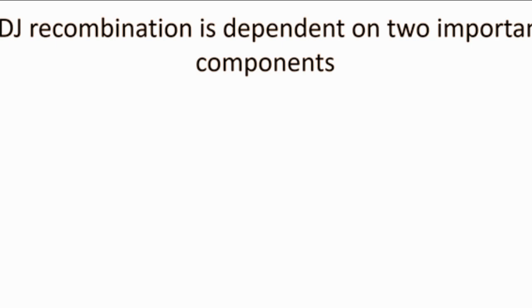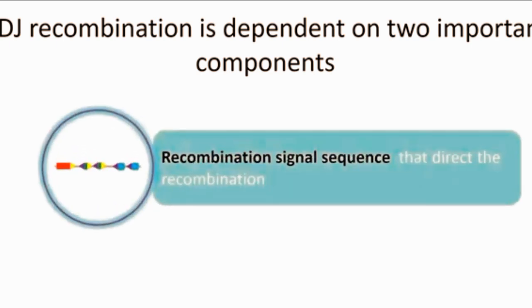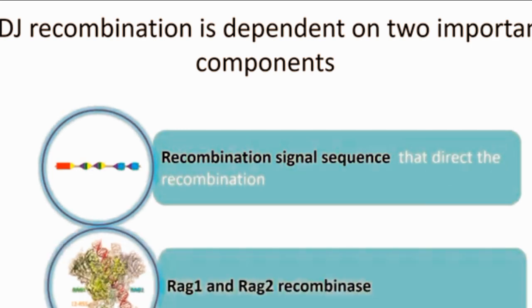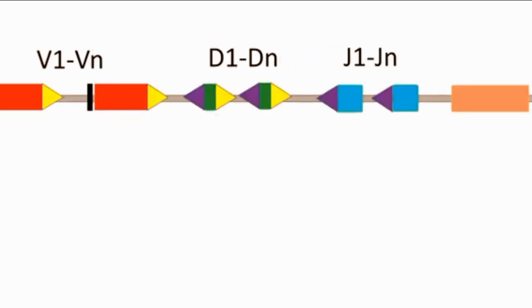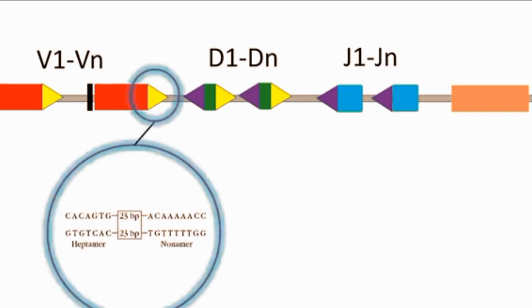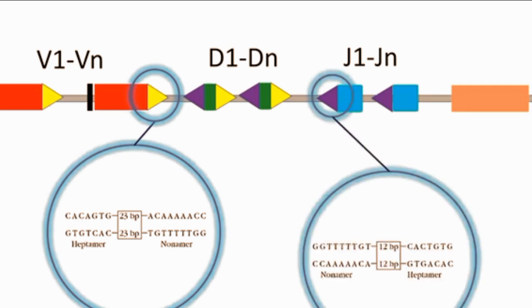Now, VDJ recombination is dependent upon two different components. First, the recombination signal sequence present in the gene segments. Second, the recombinase enzyme that helps in recombination. So it turns out after every gene segment, there are small signal sequences. These signal sequences are either known as one-turn sequences or two-turn sequences. The one-turn sequences have a 12 base pair spacer in between them, whereas two-turn has a 23 base pair spacer between them.